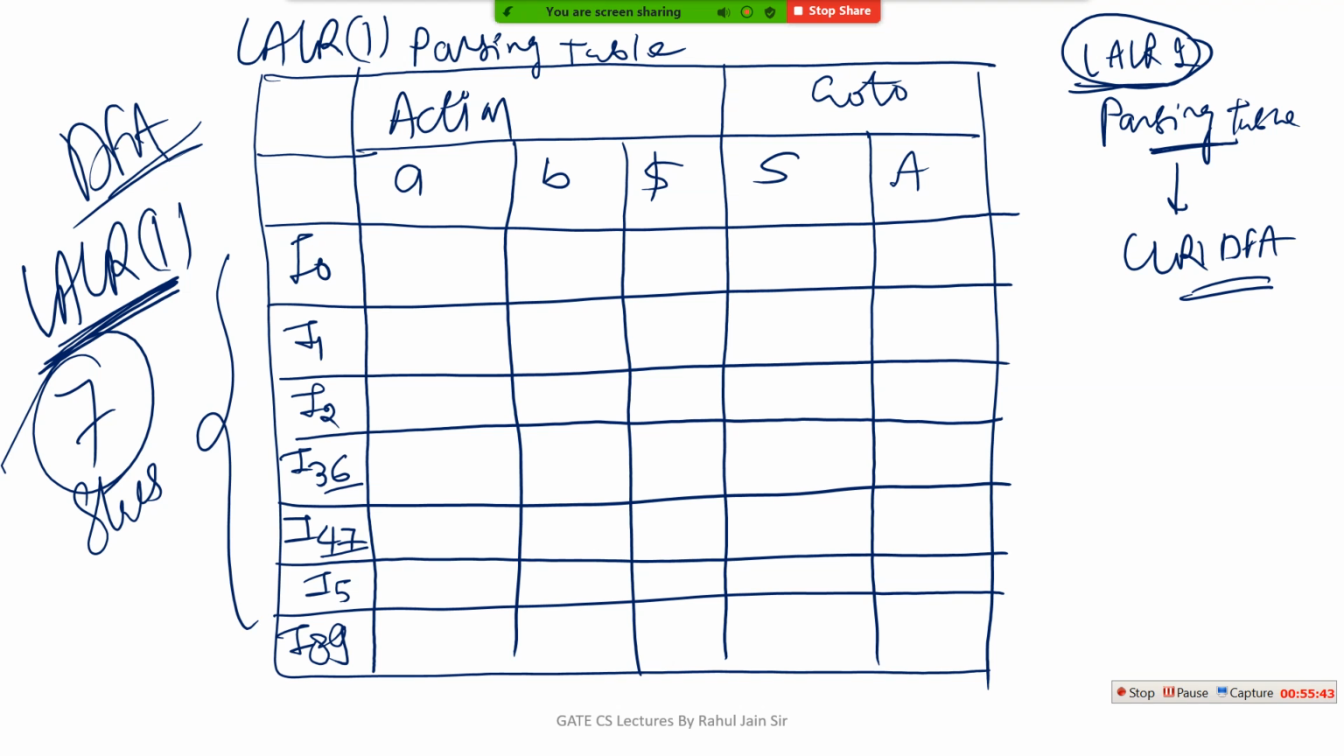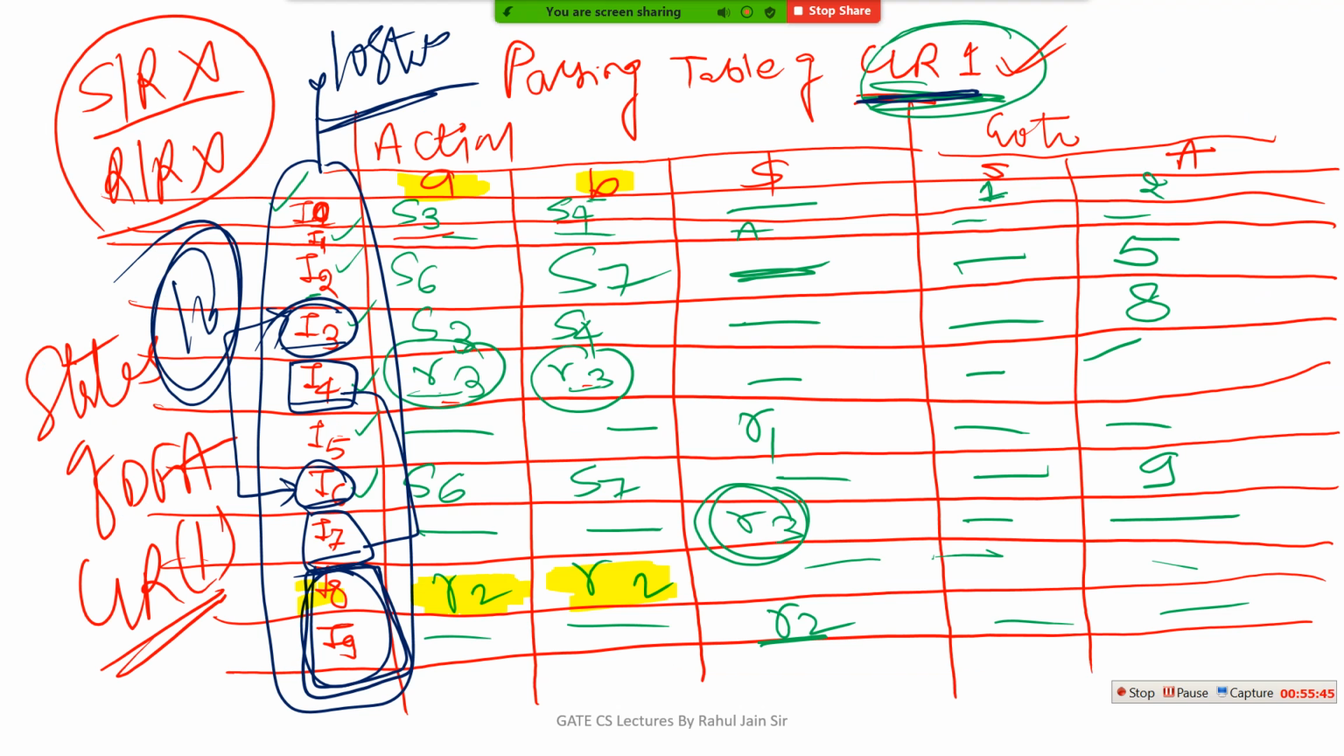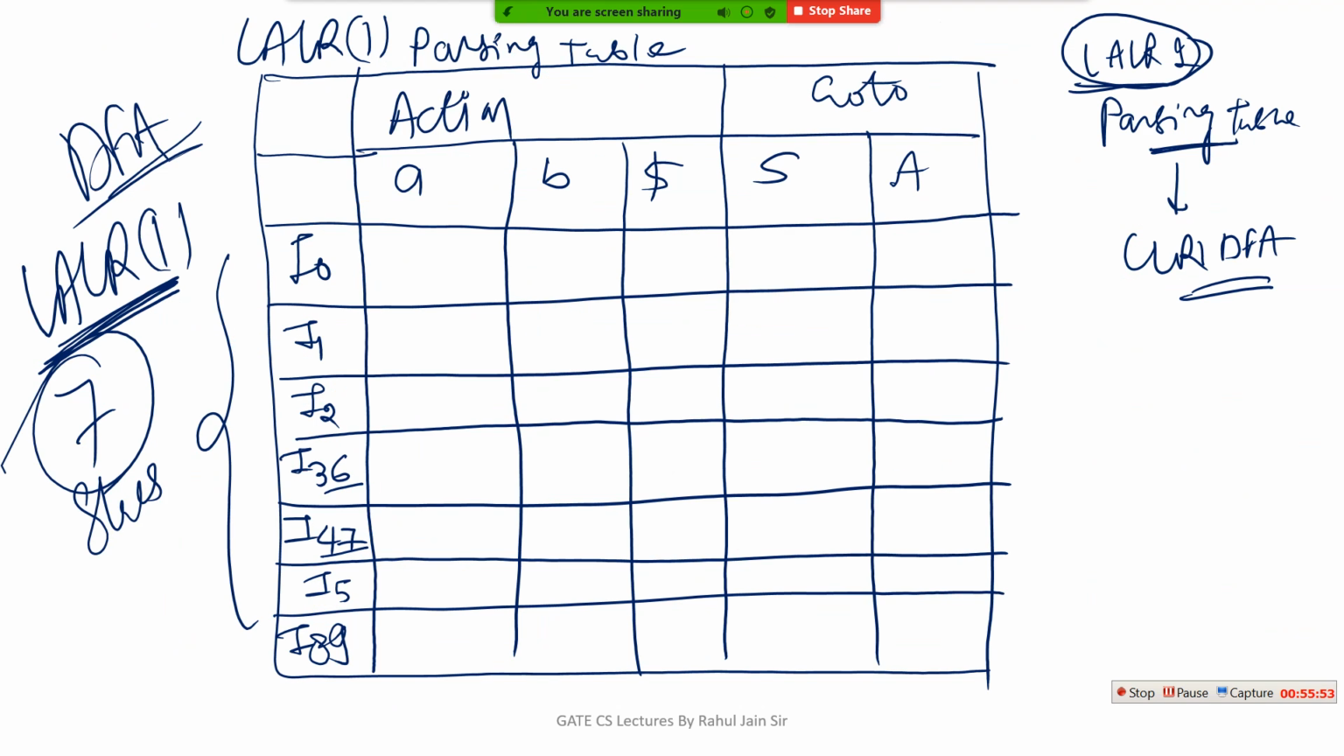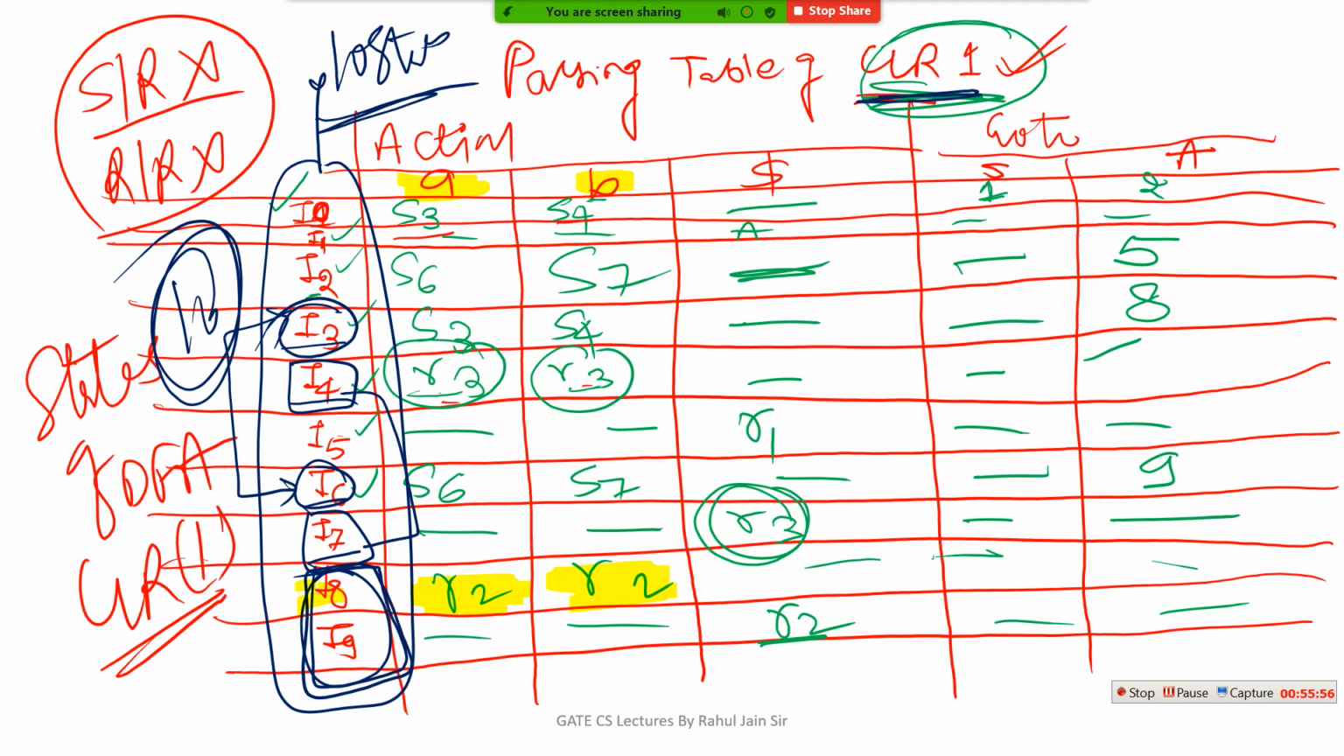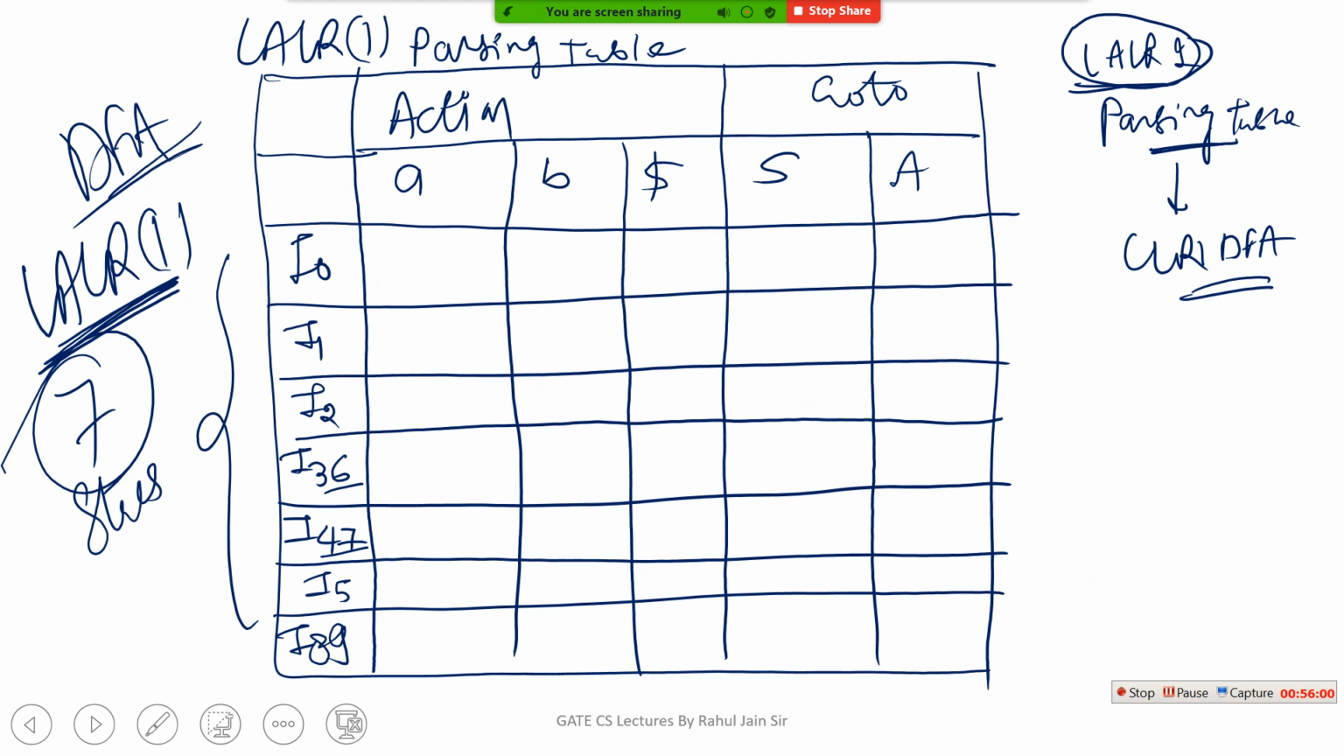So this is the table, guys. Now we need to fill it. Again, we need to fill it with the same. So I0, I1 and I2 will remain the same as in CLR1. Just copy it. Just copy it.